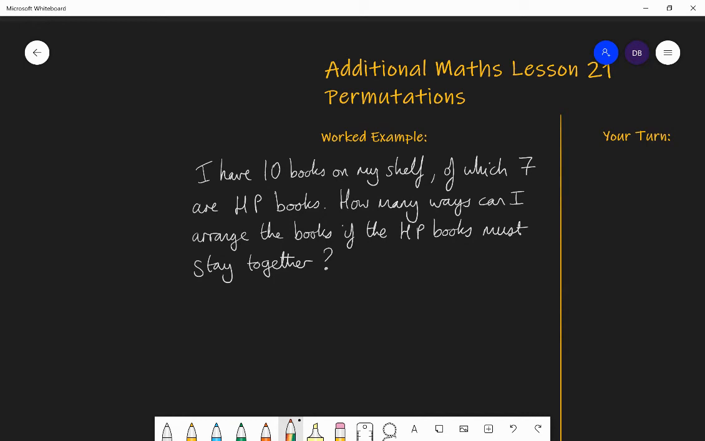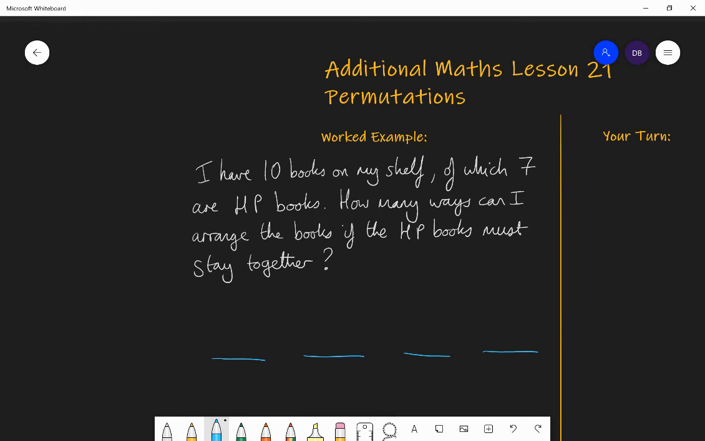With this type of question, if you've got a specific bunch of items which need to stay together, think of them as one unit. So we think of the Harry Potter books as a single unit. There are 10 books in total, 7 of them are Harry Potter. So 3 of them are not Harry Potter and they can be moved around at will. So in effect, you have 4 units you can arrange, one of them being the bunch of 7 Harry Potter books. You have the 3 non-Harry Potter books and the Harry Potter block.